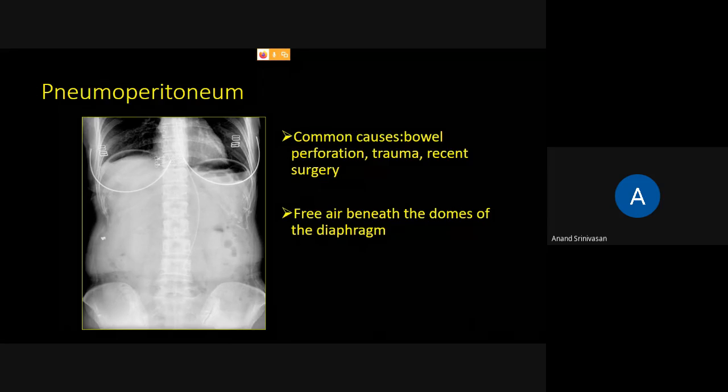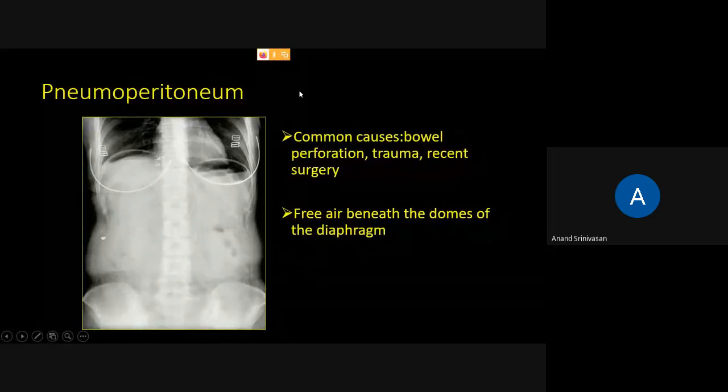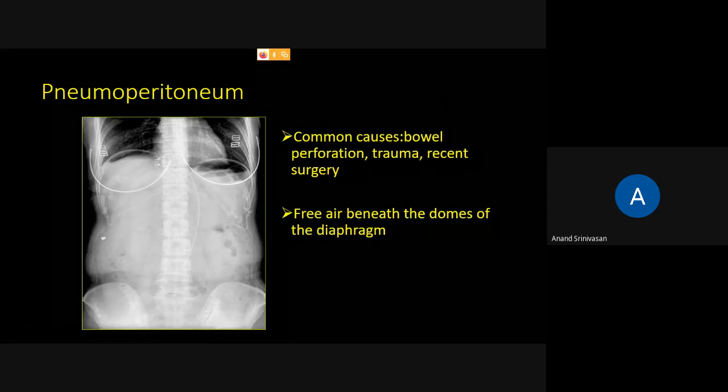under the diaphragm. So if there is air under the diaphragm, you need to think of perforation. Any perforation of any of the intestinal organs, or it could be because of any recent laparoscopic surgery or surgery, so that also could be a reason. Usually a person with severe abdominal pain, and then you take an X-ray, and if you find air below the diaphragm, it indicates that this is a case of perforation.